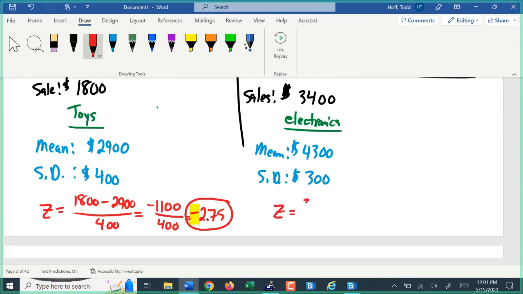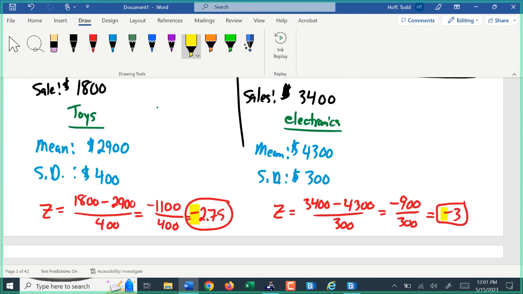Their z-score, they had sales of $3,400 minus a mean of $4,300 divided by a standard deviation of 300. So 3,400 minus 4,300 is a negative 900, so they were $900 below average. Divided by that standard deviation of 300 is a negative 3 z-score. So the negative again means they're below the mean, but this salesperson was 3 standard deviations below the mean. So this one is 2.75 standard deviations below, this is 3 standard deviations below. So employee B actually had a worse week of sales. Their performance was lower. That's the one we should get rid of.